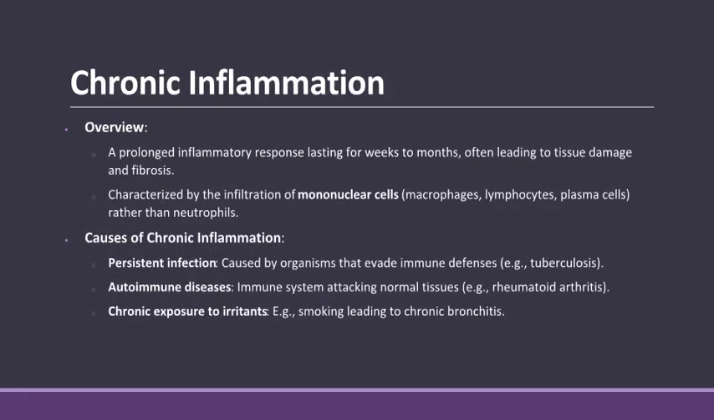Chronic inflammation lasts for weeks or months and involves mononuclear cells like macrophages, lymphocytes, and plasma cells rather than neutrophils. Causes include persistent infections, for example tuberculosis, autoimmune diseases, for example rheumatoid arthritis, and prolonged exposure to irritants, for example smoking. Unlike acute inflammation, chronic inflammation often leads to tissue destruction, fibrosis, and functional impairment.